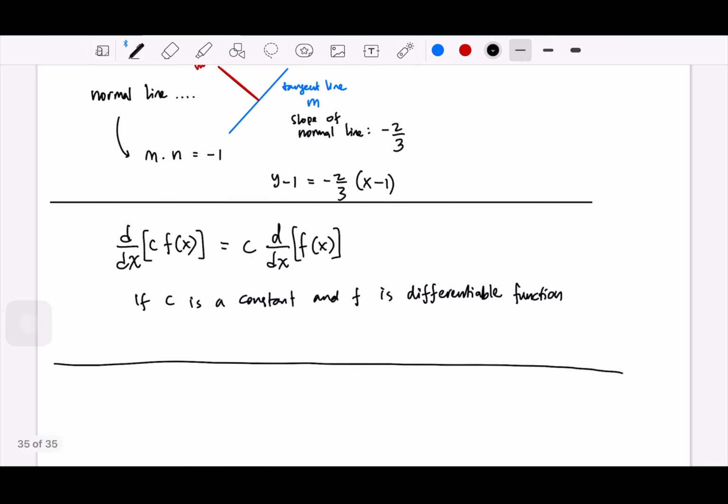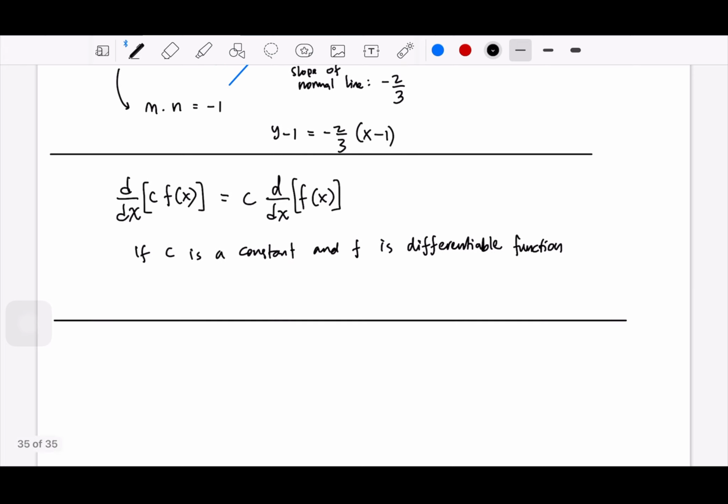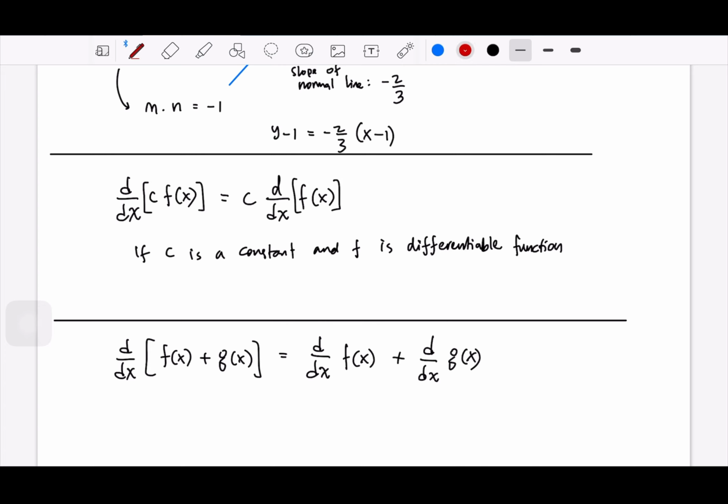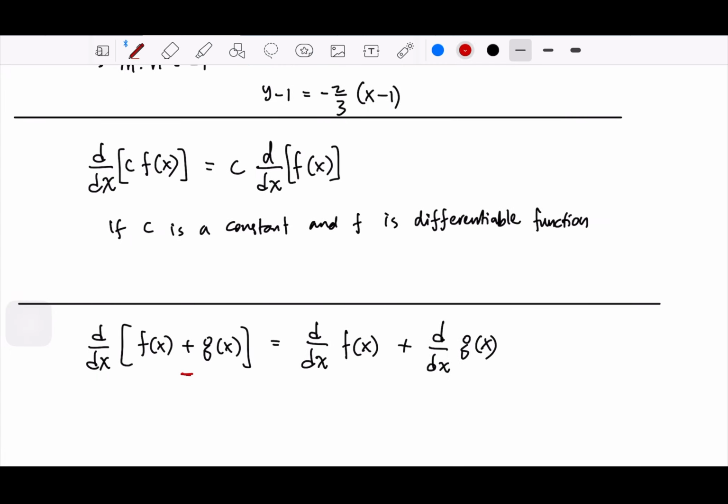Okay, let me go through another one. If you have a sum or a difference, so if you have f of x plus g of x, you can separate and differentiate each one. This is also true for subtraction. So if you add or you subtract, it's the same thing. You can separate the expressions and it becomes two separate derivatives.